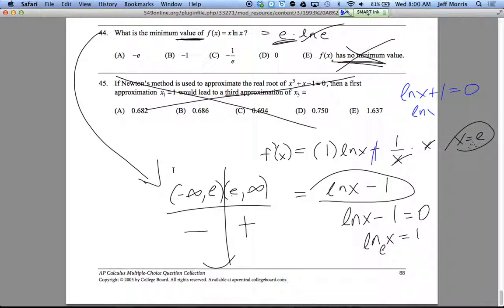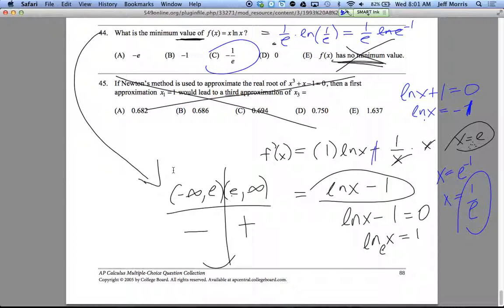You get natural log of x equals negative 1. It's e to the negative 1, so you get x equals 1 over e, right? Then you plug that in. Now you plug that in, so you're going to get 1 over e times natural log of 1 over e. So natural log of 1 over e, watch this, is natural log of e to the negative 1. What happens to ln and e? Cancel each other out. What are you left with? Negative 1. What's negative 1 times 1 over e?